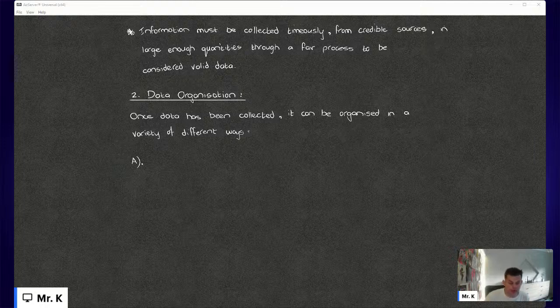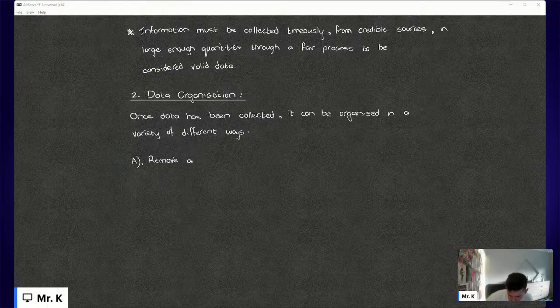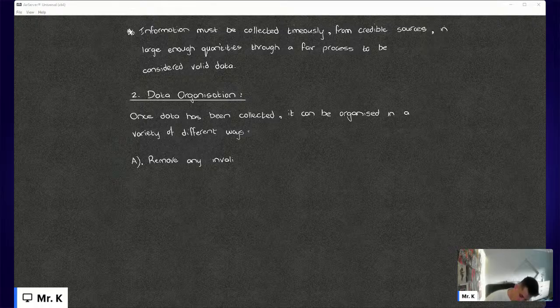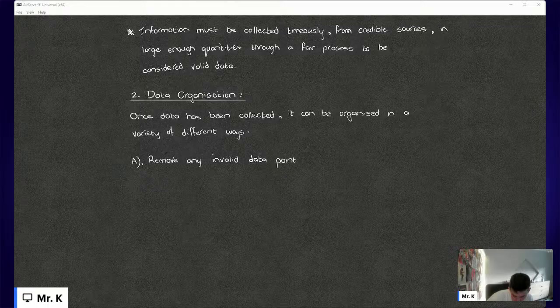First thing, when we're looking at our information that we've collected, we want to make sure that we remove any invalid data points, right? So if we are busy doing our data collection and we realize that we put somebody's answer in twice by mistake, or we see that somebody that wasn't supposed to vote gave their vote, right? We want to remove that invalid data point. Otherwise, it's going to affect our data analysis later on down the line.